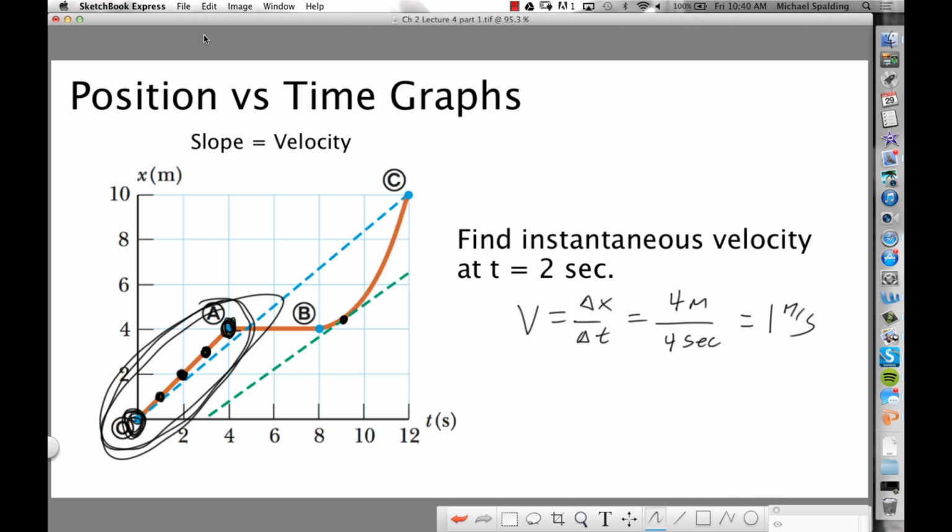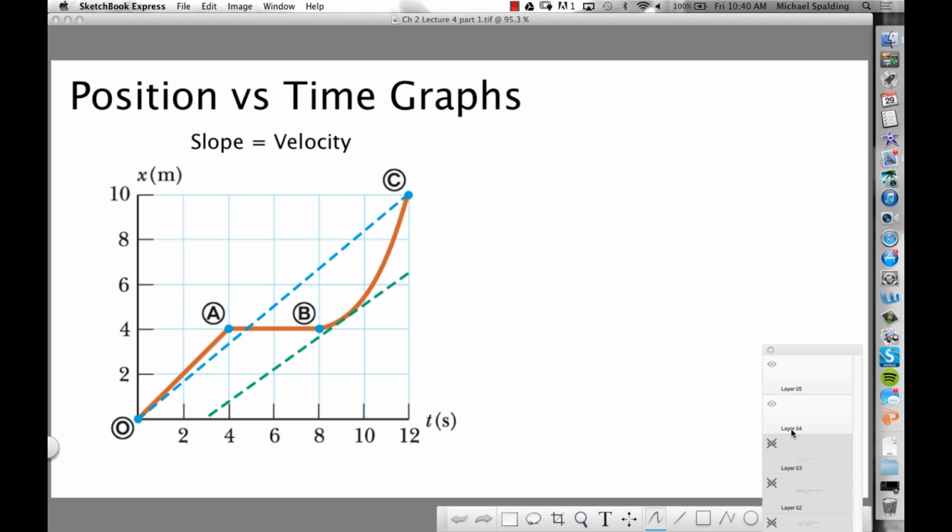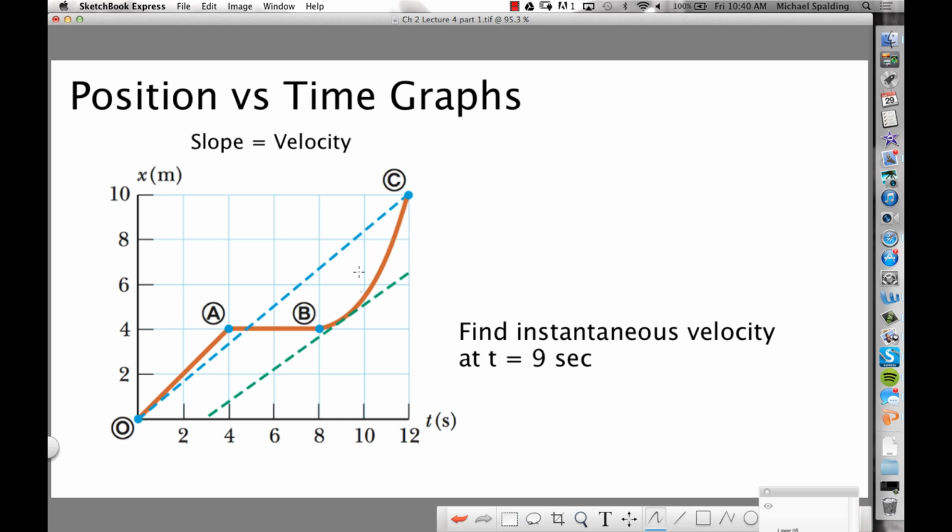Find the instantaneous velocity at t equals 9. So t equals 9 is right here. Now the thing that makes this a little more tricky, if you look at this part of the graph, is that a straight line? Nope, it's on a curve. So how would you go about finding instantaneous velocity at a point on a curve? So you might think, oh, Spaldo, this is calculus, which you'll be doing in calculus class, but you actually don't even need calculus to do this. This physics course is non-calculus based.